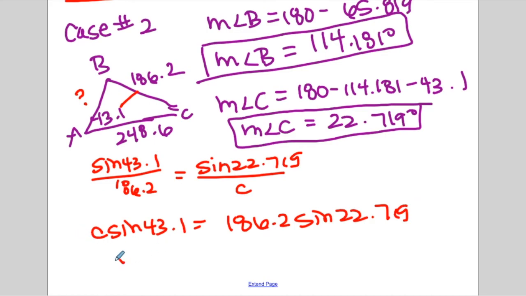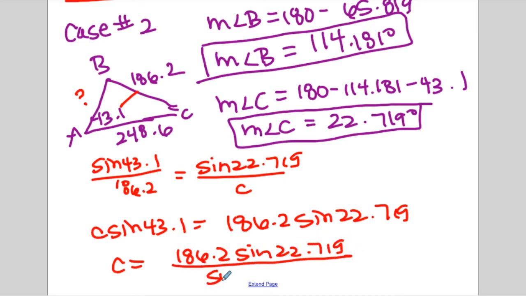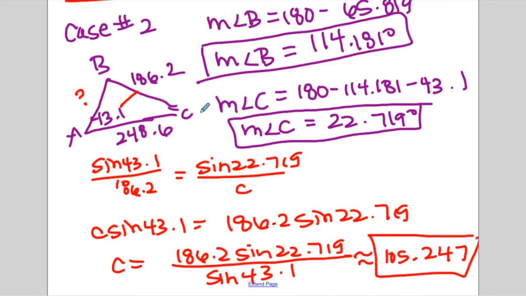And then I divide by sine of 43.1. And when I do this and type it in, I get that c is 105.247. Okay, so now I've solved my triangle. I have 3 angles, they gave me 1, and then I have all 3 sides. So there's my triangle solved, and that is case 2.